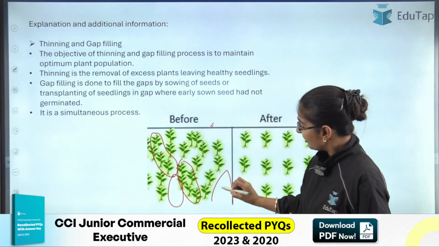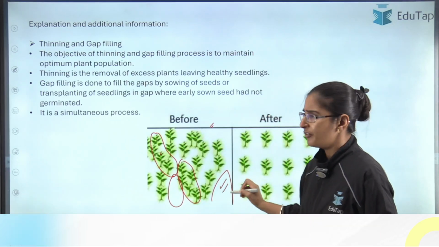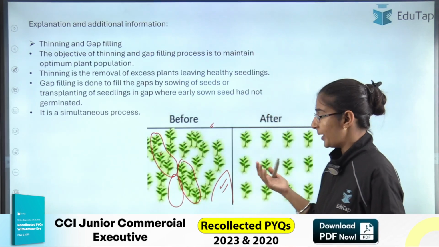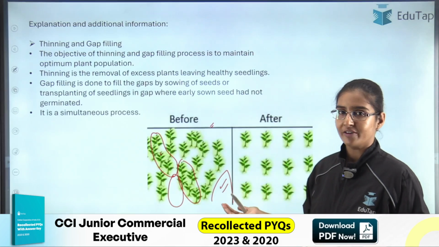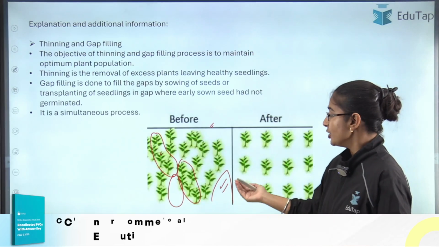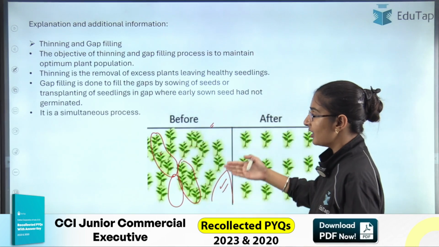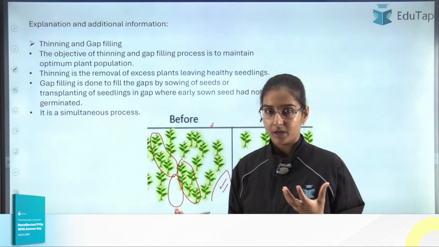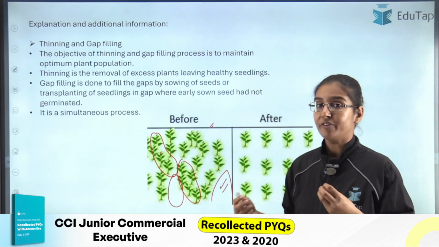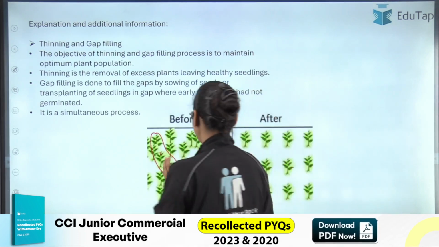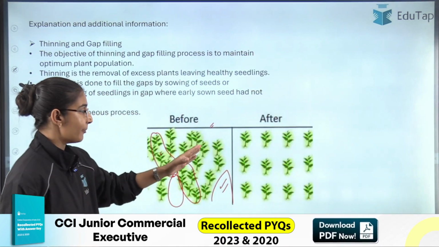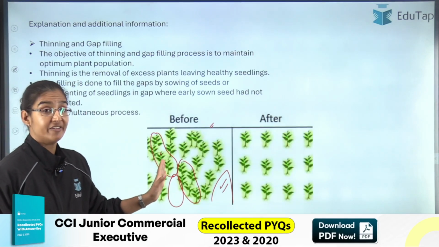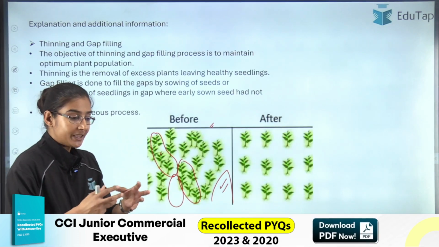On the other hand, if we look at this area, here we have hardly planted anything. So it becomes obvious that this area will not give us any yield whatsoever, right? So this is not an ideal way to grow the crops so as to ensure the optimum yield. Now if we want the best yield, we do the thinning and gap filling. In the thinning and gap filling, wherever the plants are growing too close to each other, wherever there is a lot of competition, we thin the plants.